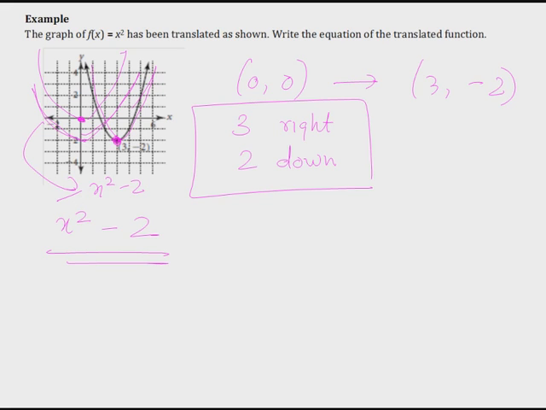Well, having moved it 2 down, I now need to move it 3 to the right. To move it 3 to the right, each x coordinate has to be played with. So if the original x coordinate was 0, to achieve the same y coordinate, I need to subtract 3. X minus 3 square minus 2. Because now when I plug in 3, I will get 0. So when originally I plugged in 0, I got 0. Here I have to plug in 3 to get 0. Because I'm subtracting 3. So x minus 3 square minus 2 is my answer.